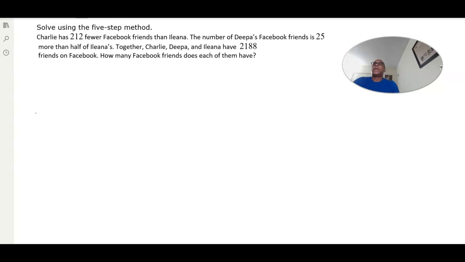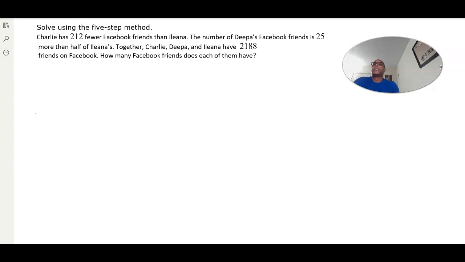So here we have: Charlie has 212 fewer Facebook friends than Ileana. The number of Deepa's Facebook friends is 25 more than half of Ileana's. Together, Charlie, Deepa, and Ileana have 2,188 friends on Facebook. How many friends does each of them have?